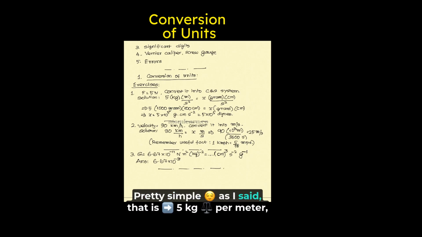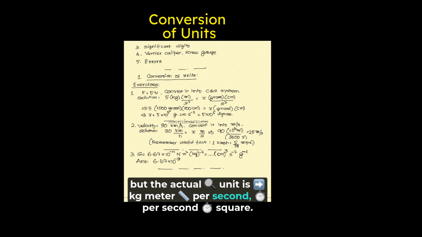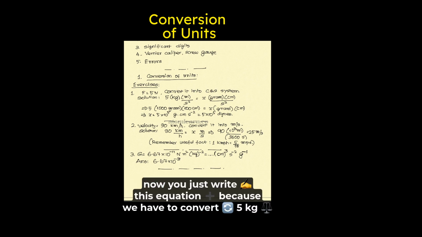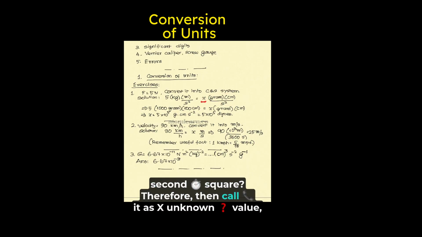Pretty simple, as I said, that is 5 kg per meter per second square, because Newton is a name given to this, but the actual unit is kg meter per second square. Therefore, now just write this equation, because we have to convert 5 kg meter per second square into how many grams centimeter per second square. Then call it as x, the unknown value, which you'll have to find out.